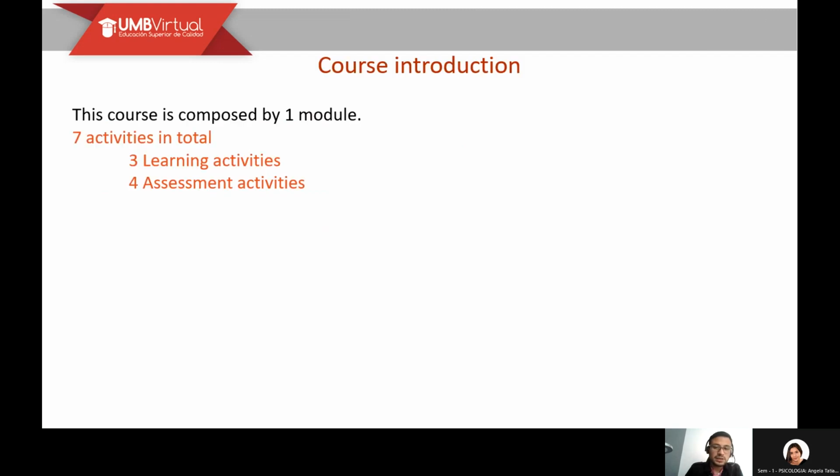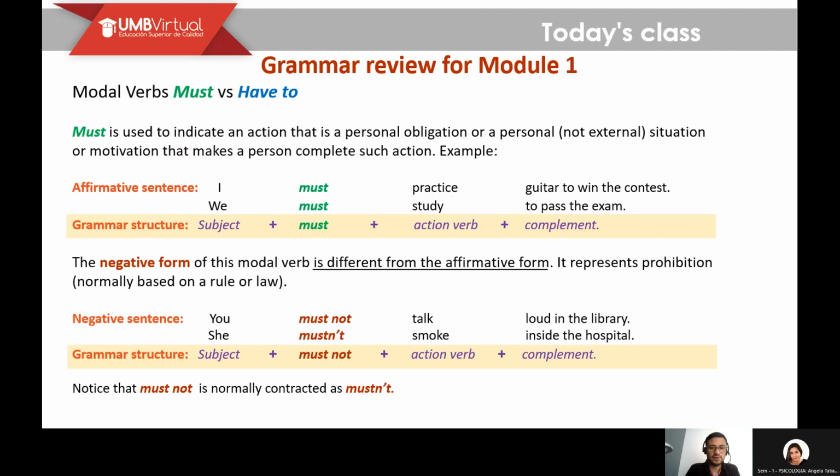All right, so let's start. Our course introduction says our course is composed of one model and 7 activities in total. 3 of them are learning activities and 4 assessment activities. We will have the manual overview test in this course. So that is why we have 4 assessment activities, right? At the end, I'm going to show you specifically how to work on each of them.